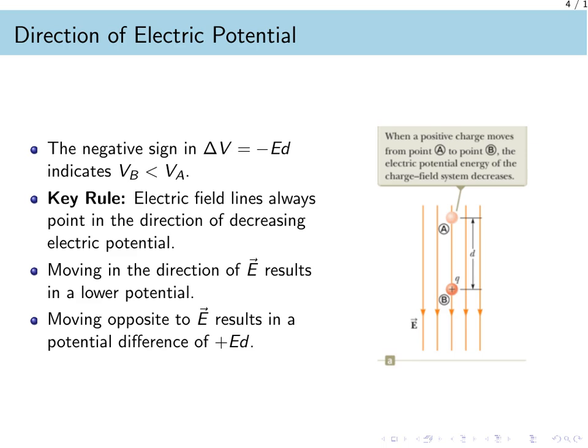Think of it like a stream flowing downhill. If you move in the same direction as the electric field, you are moving toward a lower potential. Conversely, if you move against the field lines, you experience a positive potential difference of Ed. For a positive test charge moving from A to B, this transition results in a decrease in the electric potential energy of the charge-field system.